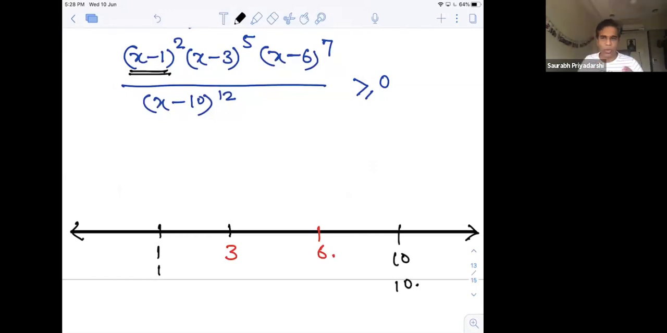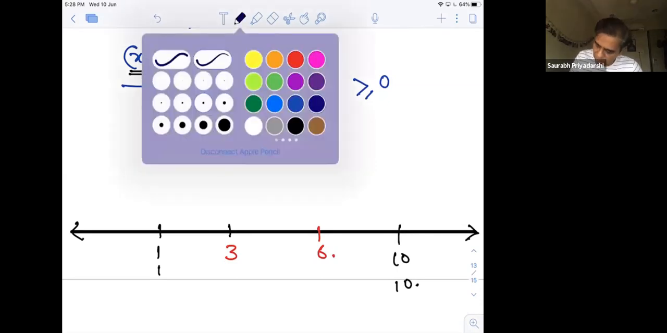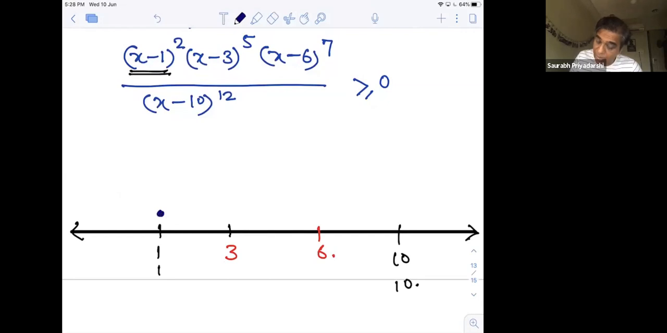Whatever you have already studied will work the same way. For greater than or equal to 0, the equality sign holds for the numbers in the numerator. If a number is in the numerator, it is closed, and this one must be an open bracket, right? Closed is for this and open is for this.